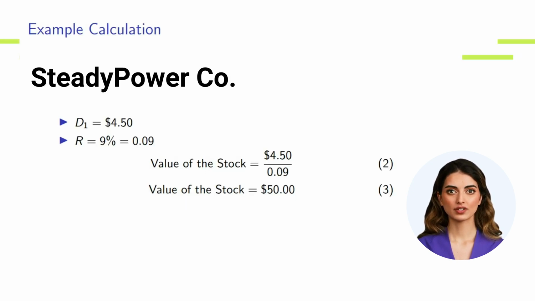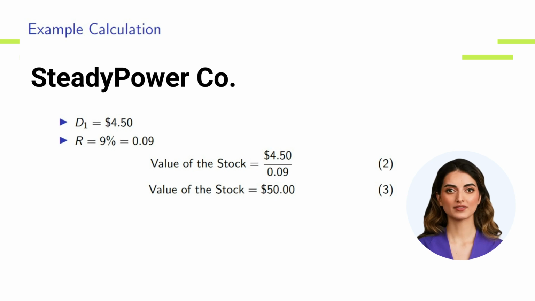The value of the stock equals $4.50 divided by 9%. Converting 9% to decimal form gives us 0.09, so the value of the stock equals $4.50 divided by 0.09. When we do the division, the value of the stock equals $50. So, according to the Zero Growth Dividend Discount Model, the intrinsic value of Steady Power's stock is $50.